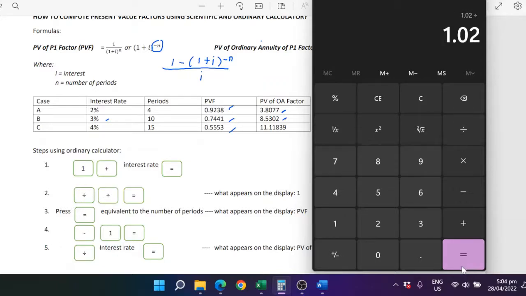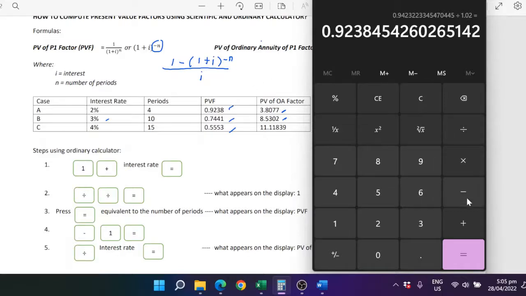Then press the division sign twice. Divide, divide, equals. What will appear on the display is 1. And then we're going to press the equal sign equivalent to the number of periods. For the first case, that's 4. So press the equal sign 4 times: 1, 2, 3, 4. You will get 0.9238, which is the present value factor.